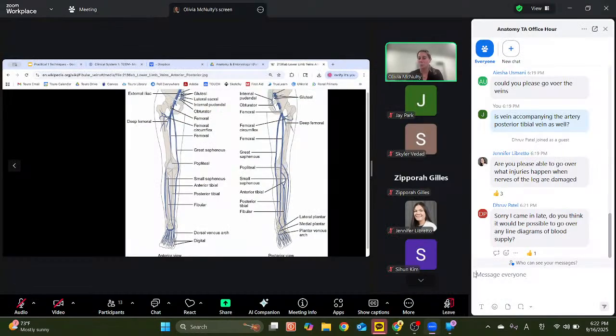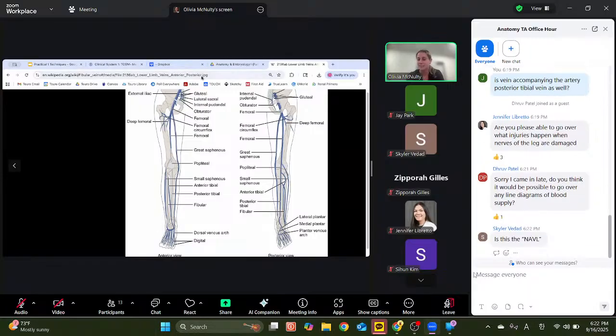So it kind of works from the veins start from here and work their way up, but veins typically always follow arteries. So that's kind of how I base things off of. Yes, Skylar, that is navel. So femoral nerve, artery, vein, lymphatics. That's what that navel is.